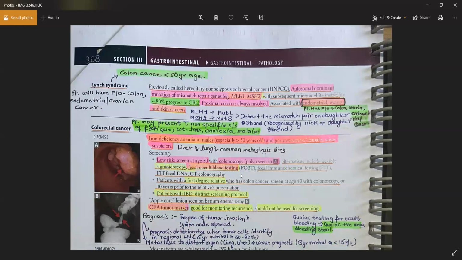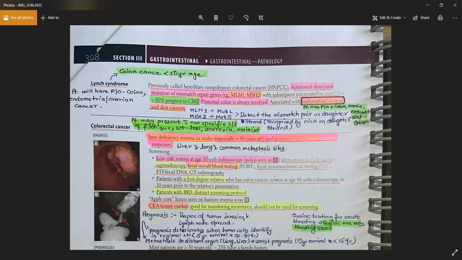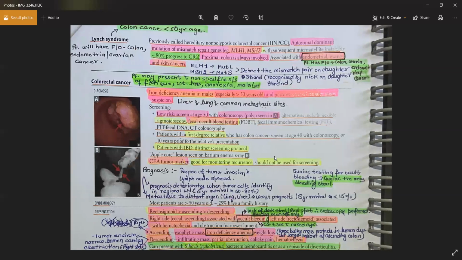Because you know that Lynch syndrome will always present before the age of 50 years, if you have a patient with a family history of CRC in multiple members, you need to do the colonoscopy before the age of 40. A patient with inflammatory bowel disease, because you know that inflammatory bowel disease can progress to cancer ultimately, you need to begin the screening before the age of 40 years, right?